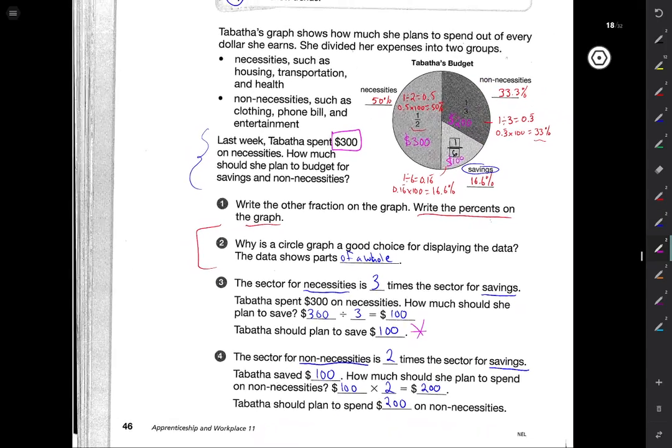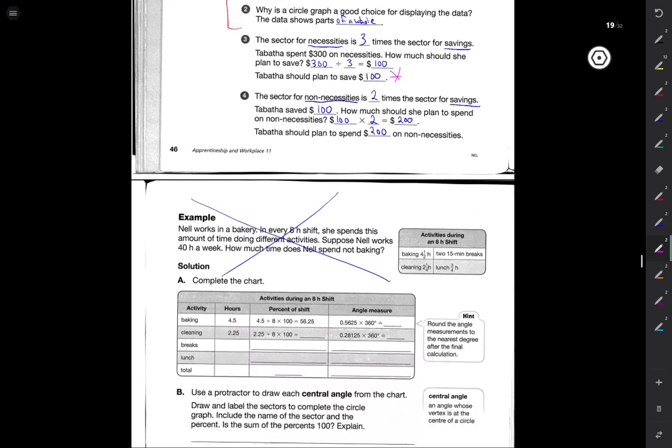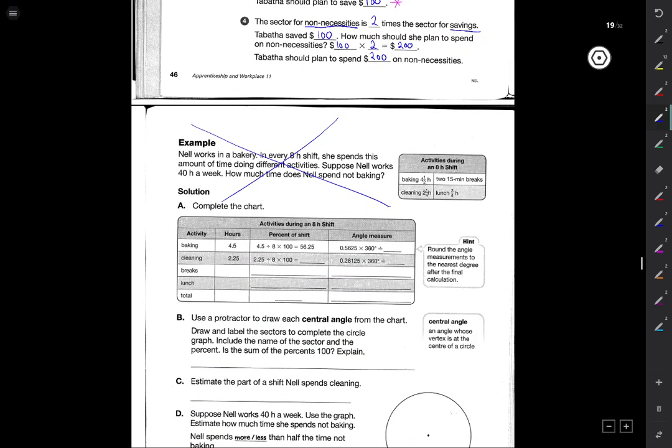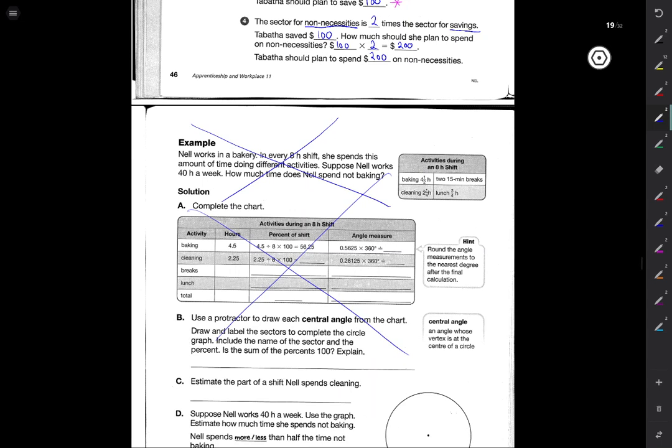And this is all we're going to be looking at for the circle graphs in this booklet. On the next page, we aren't going to fill it out, okay? So you can cross this one out. This is all about creating circle graphs, and we're just not going to look at that this year.